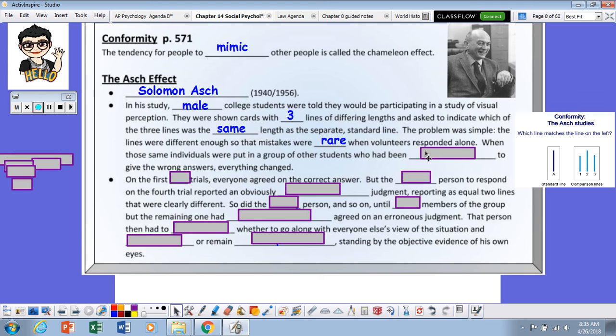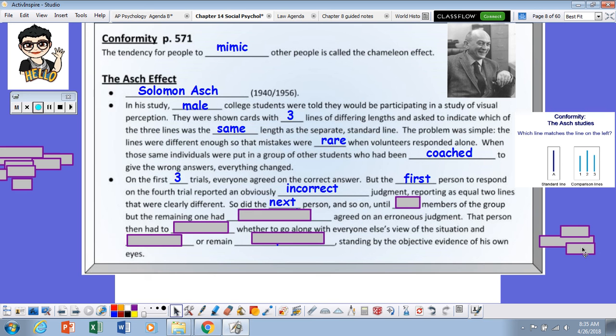When those same individuals were put into a group that had been coached to give the wrong answers, everything would change. So in Asch's study, in the first 3 trials, everyone agreed on the correct answer. But as we enter the next trial, the first person would respond in a way that was obviously incorrect. So, for example, they might look at letter A and say it was number 1. Okay, and obviously you could see that they were clearly different or unequal.